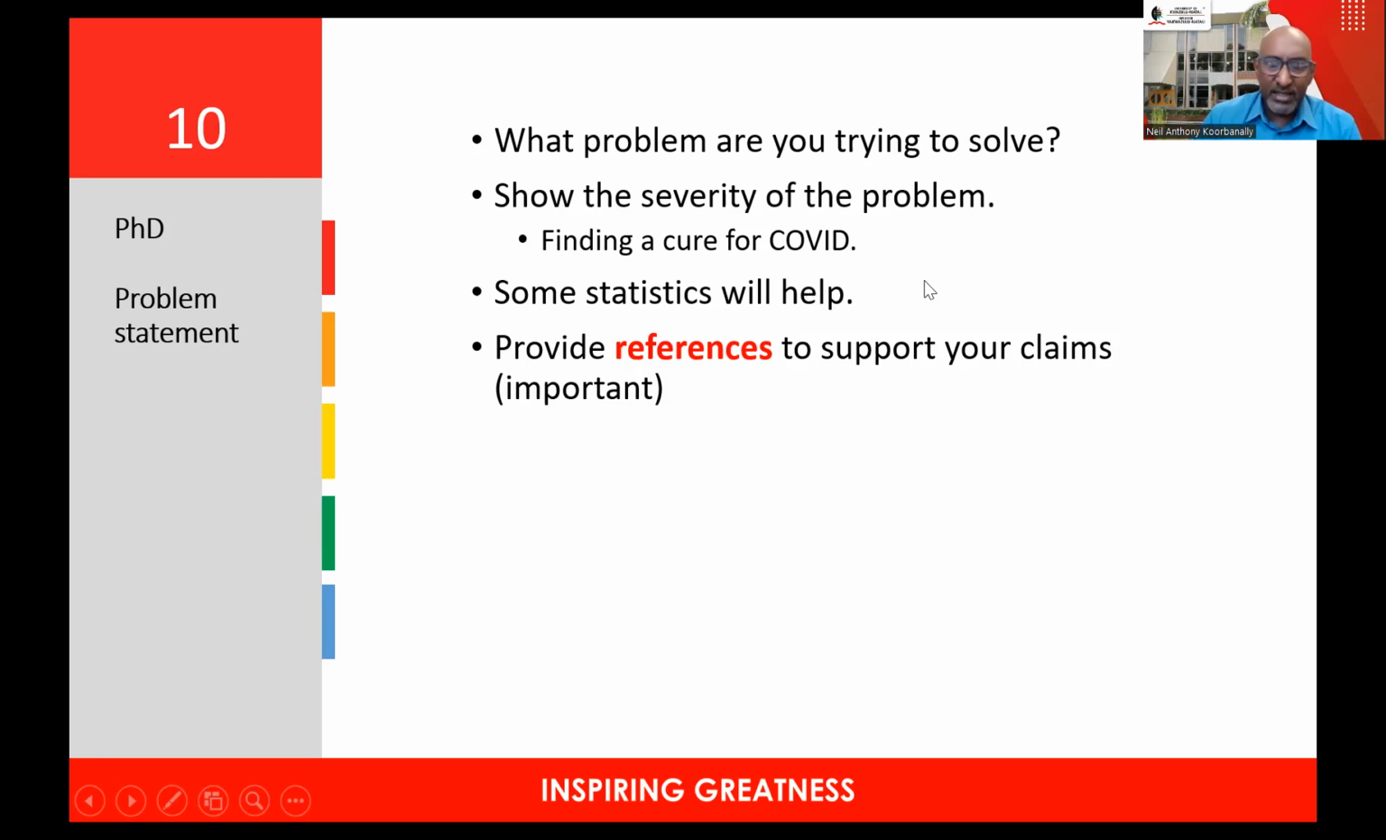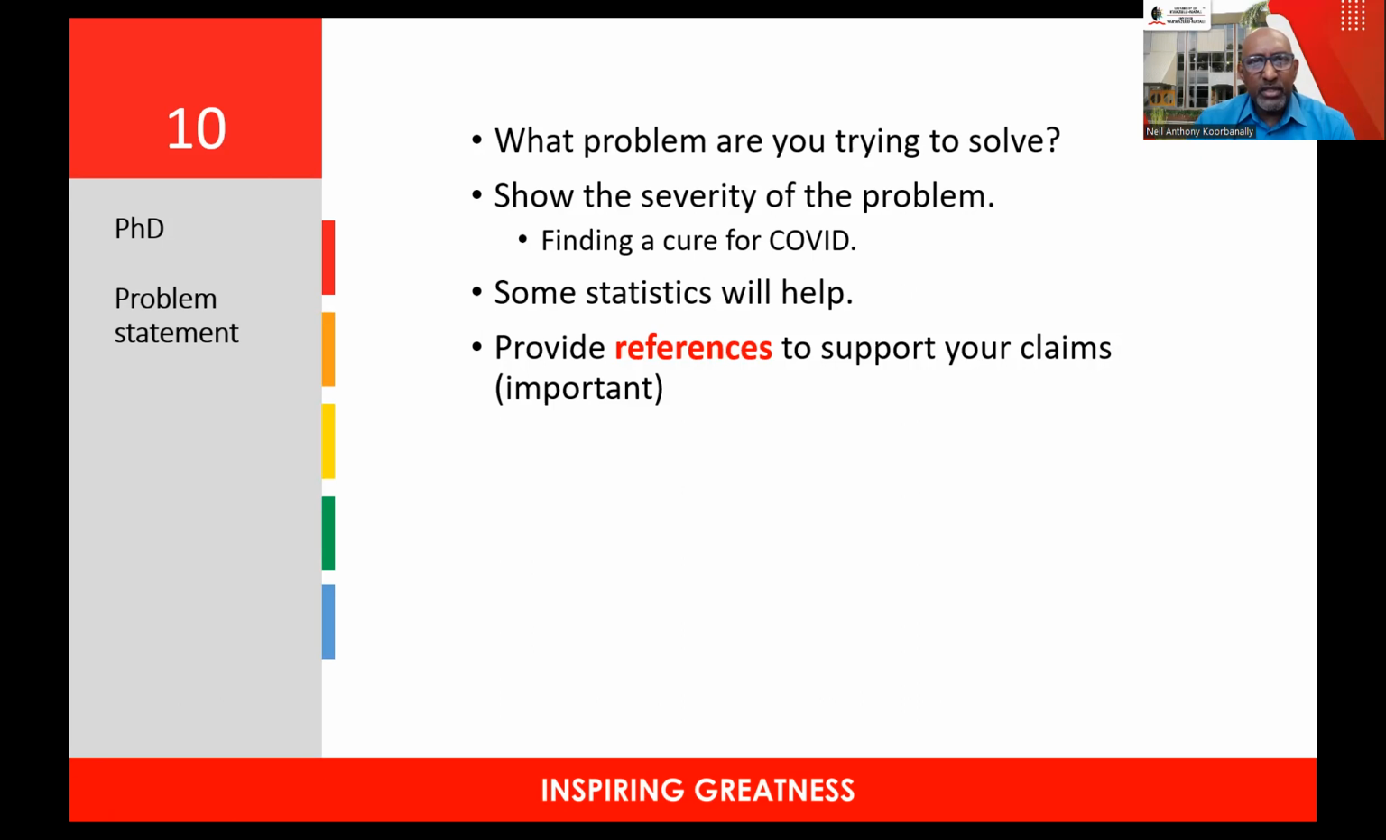So unlike a master's, when a master's student writes their problem statement, they're just going to say, I want to find a drug to cure COVID, right? And I hope that I make a drug that has less side effects than current drugs. Or I want to make a drug that is more active than the current drugs we have. That's what the master's student will say.